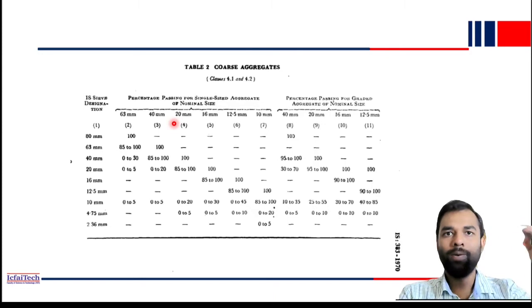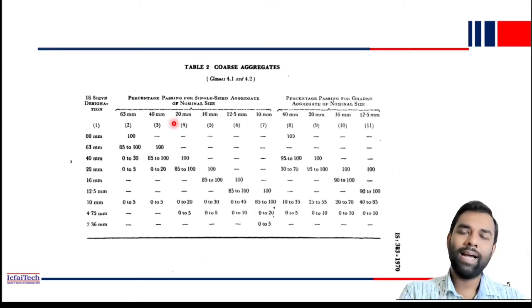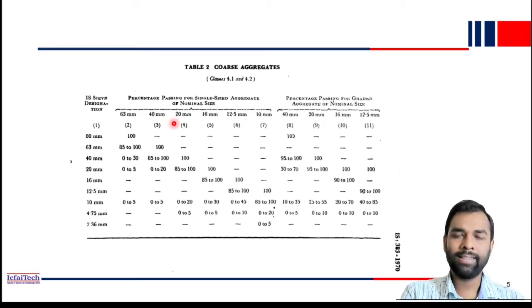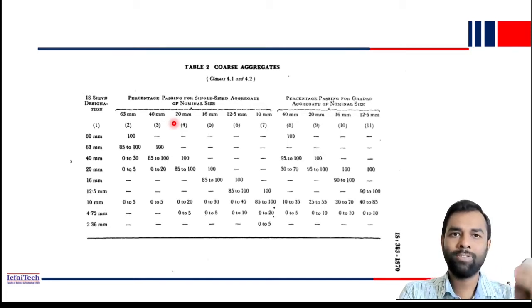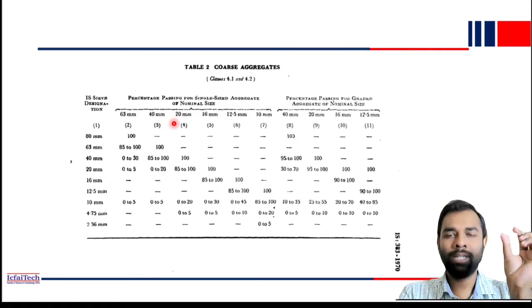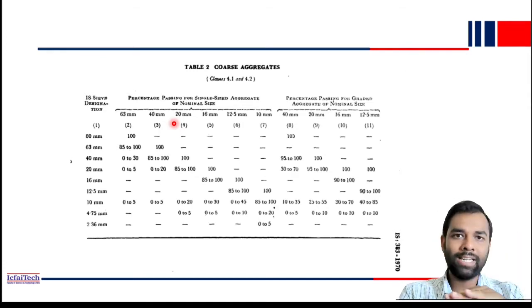One by one we keep our sieves, and then we take the 1 kg sample and keep it at the top, the 20 mm sieve, and then we do the sieve shaking. Then all the smaller dimension aggregates will pass through each sieve. Some particles will remain at the top, meaning the dimension is more than 20 mm, and will be retained on the 20 mm sieve. Some will be at the 16 mm level, because their dimension is between 20 and 16 mm. Like that, all sieves will have aggregates retained.